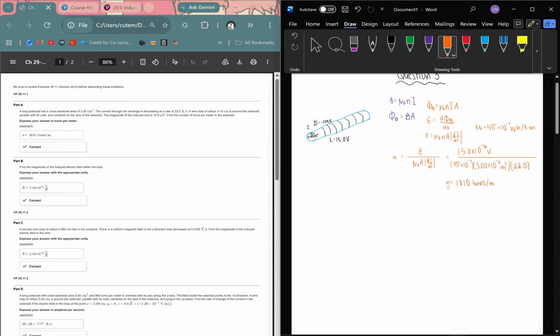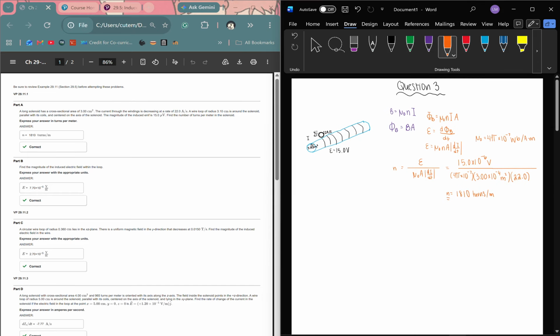Okay, now we're going to be using the same diagram and the same values, but now we know the n, the number of turns. I'm going to write it down here: n equals 1,810 turns per meter. Okay, so now for part B, find the magnitude of the induced electric field within the loop. We did this in the textbook, I believe, in the chapter 29.11 example.